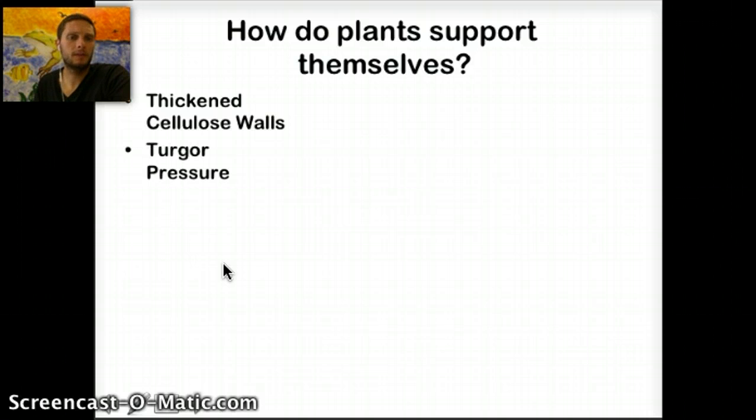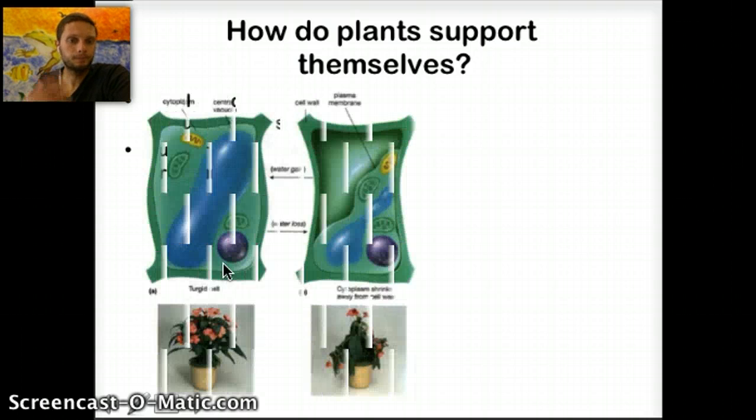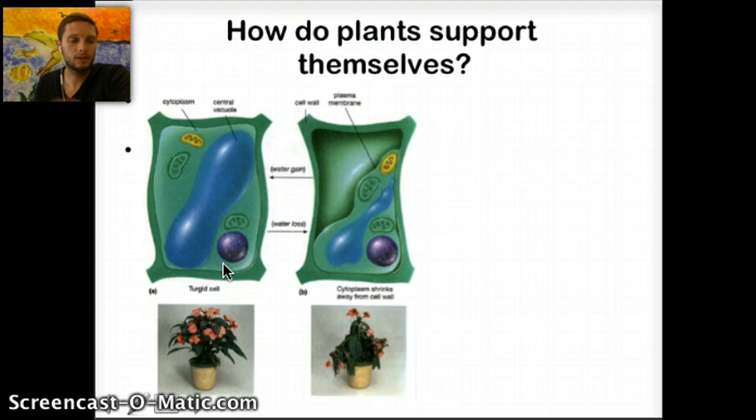We also talked about this in the active and passive transport a little bit. In turgor pressure, the plant actually brings in more water, and so more water is in the cell, and it helps those cells to expand a little bit. The cell membrane, the plasma membrane, is actually pushing against the cell wall, and it helps it to be more full, and helps it to stand upright.